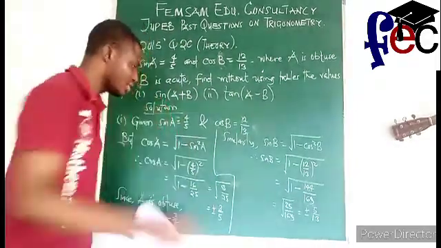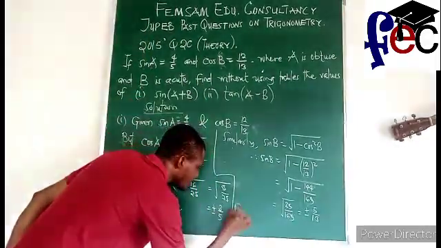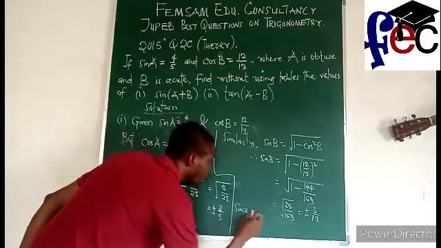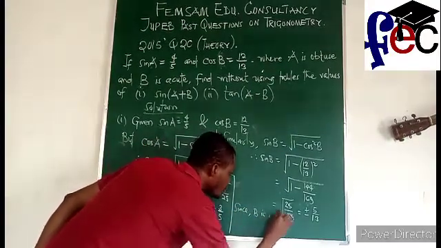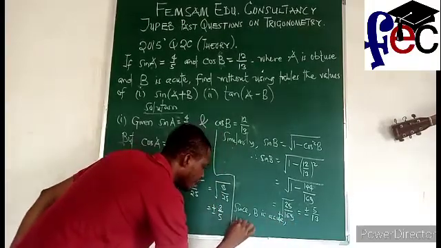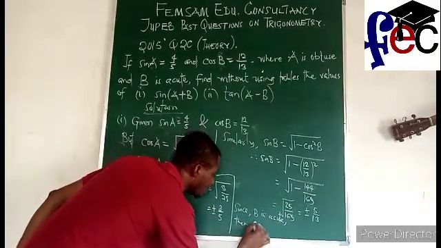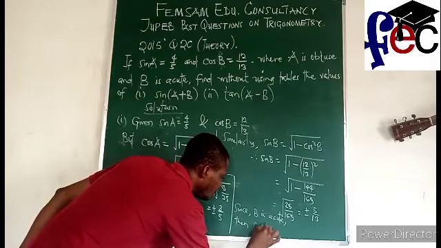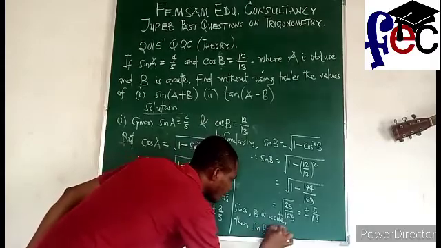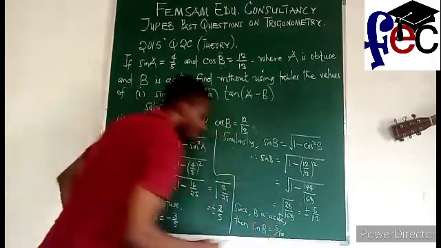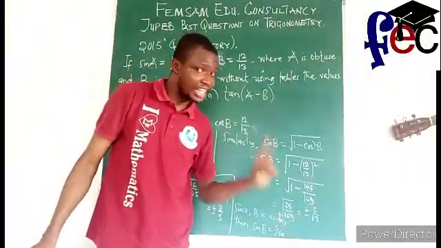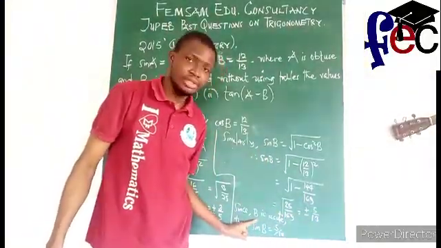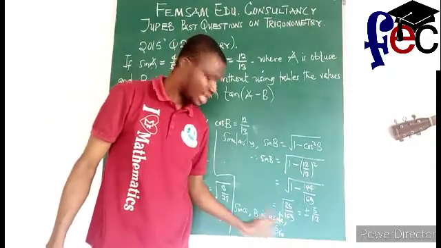Do you understand now? So that means that I will say that since B is acute, then what is sine B now? Sine B is equal to 5 over 13. Do you see how I eliminated minus 5 over 13? I used the given information, the fact that B is acute.